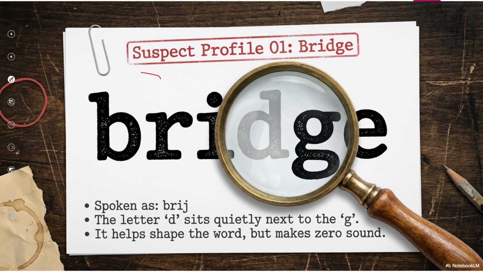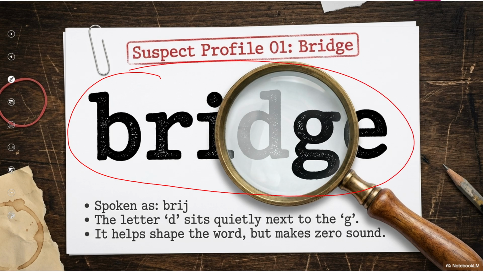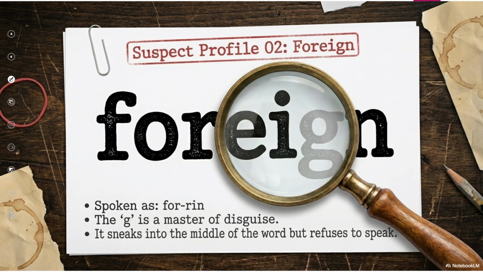For example, we have the word bridge. If you look at the spelling, B-R-I-D-G-E, here the letter D is silent. We can't pronounce the sound of D in it, and that's why we call this word a bridge.